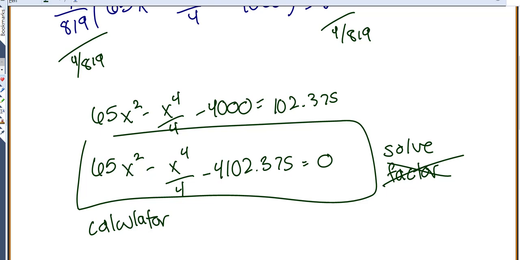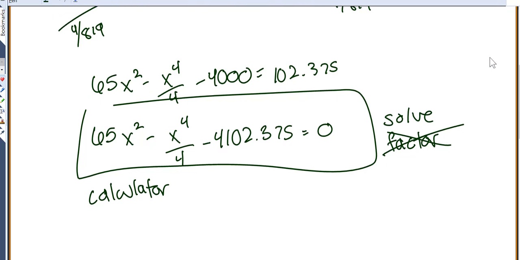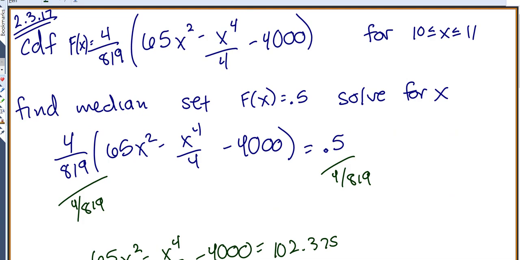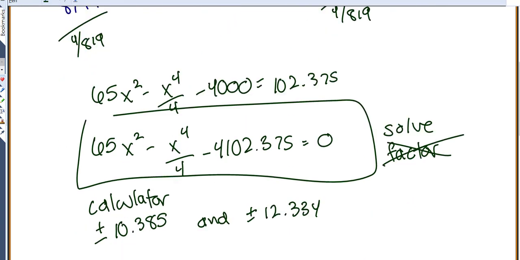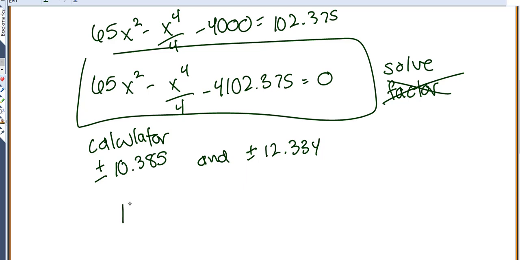On the exam, it would be something simpler. So, I do it on my calculator, and I get plus or minus 10.385. Now I say calculator, I actually used Wolfram Alpha, and it gave me this weird thing with square roots, but I just put that in my little calculator and got an approximate value of 10.38, and plus or minus 12.334. Now you might think, well, that's 4 answers. You can't have 4 medians. But remember up here, x can only be between 10 and 11. So which of these solutions is between 10 and 11? The only one is positive 10.385. So that is going to be your median.